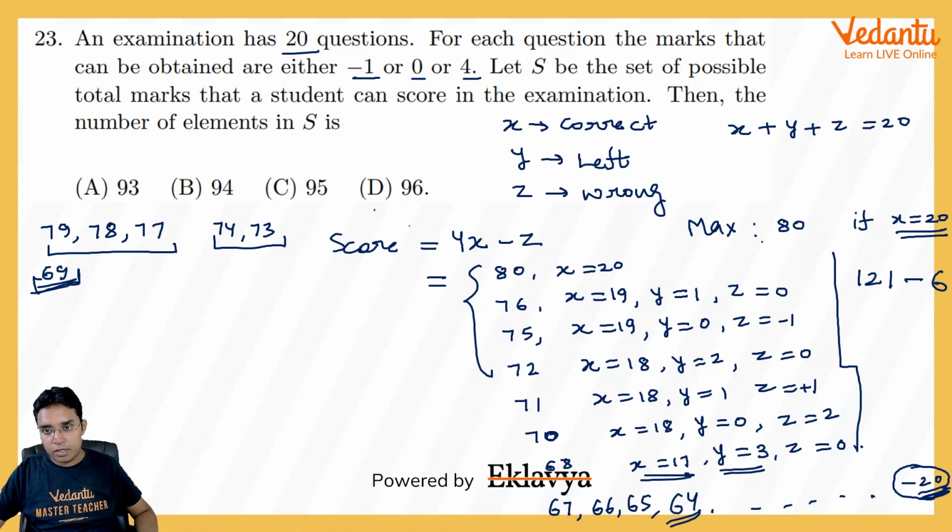I think I have done one calculation mistake. 80 plus 20 is 100 only, and including 0, if I do 101 minus 6, it will be 95. So the answer will be 95.